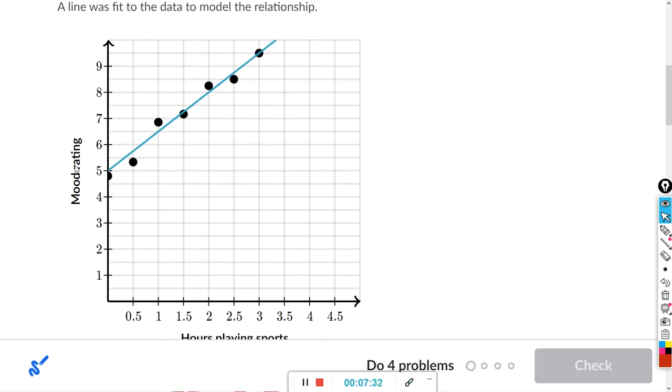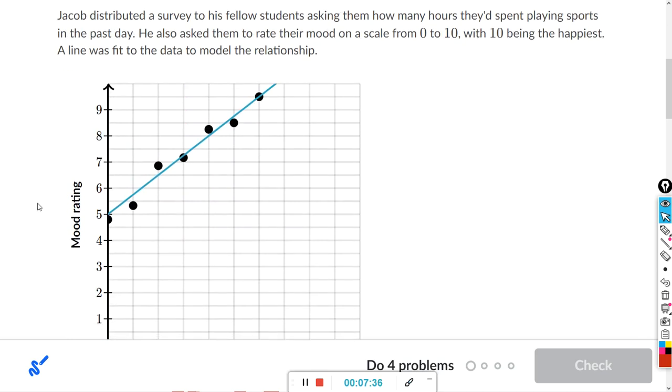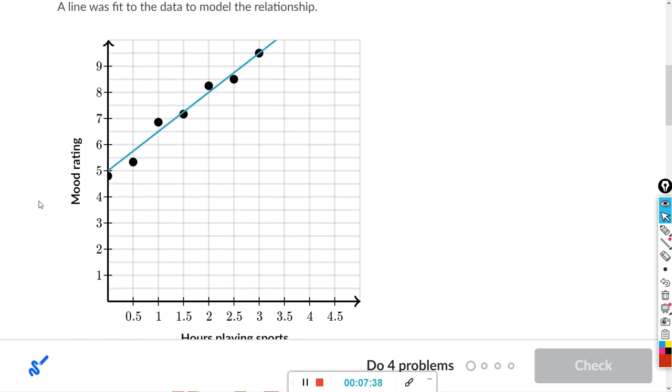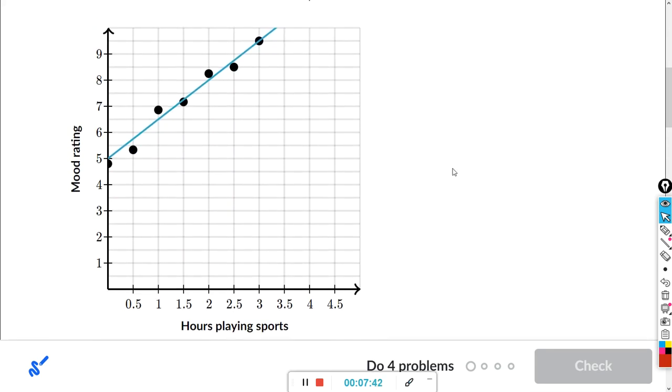Alright, so these are all basically the same. You can read the write-up, but you don't have to. Alright. So here we have a graph, hours playing sports versus the mood rating. Okay. So always use the line equation.